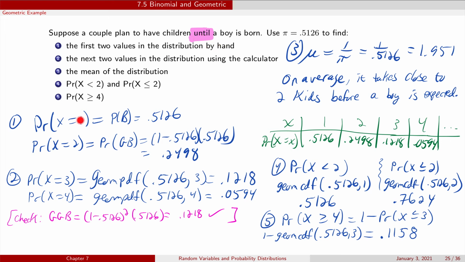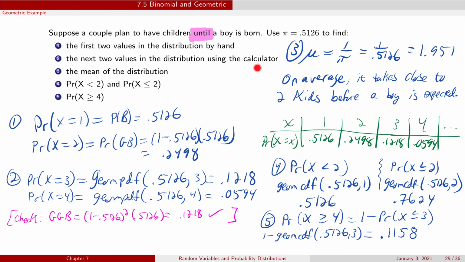Well, if you get a boy first time around, you're going to stop, so 0.5126. If you need x equals 2, then your first would be a girl and your second would be a boy. Probability of girl is 1 minus 0.5126 times probability of boy 0.5126, that one there. So without that fancy geometric formula, it's kind of just common sense. You continue to use the complement until you wind up with your single success, which ends the process.